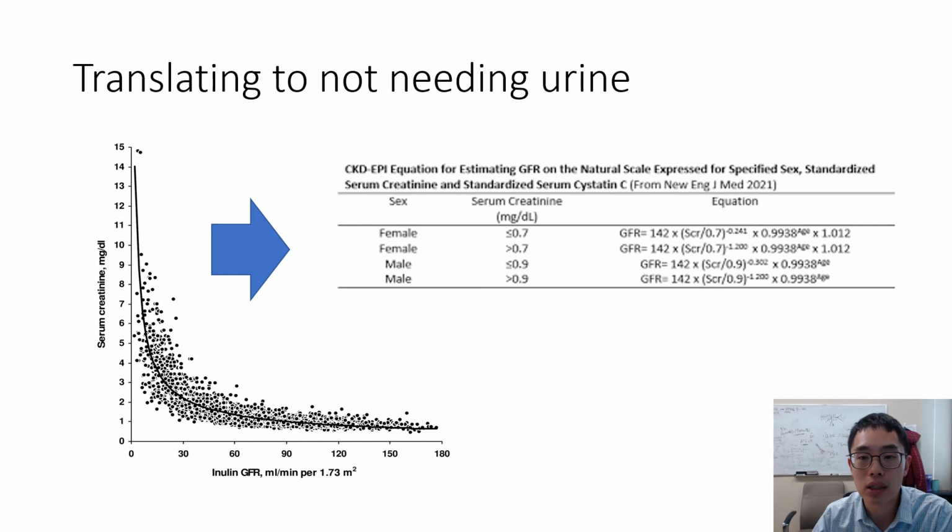The most widely used equation is called the CKD-EPI equation, which was recently amended in 2021 to include only age and sex, but without a race component. As you can see, the equation is fairly good at estimating a patient's renal function at lower levels of kidney function, but there was a wide variation at the higher ends of kidney function.